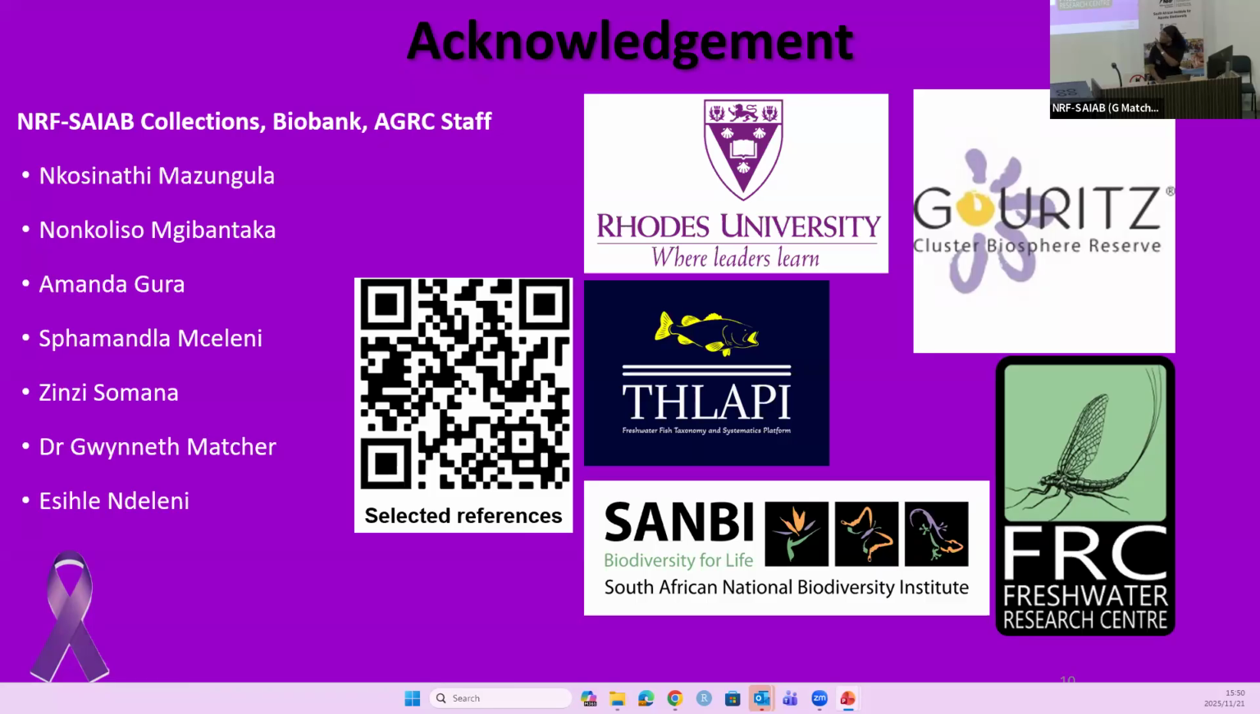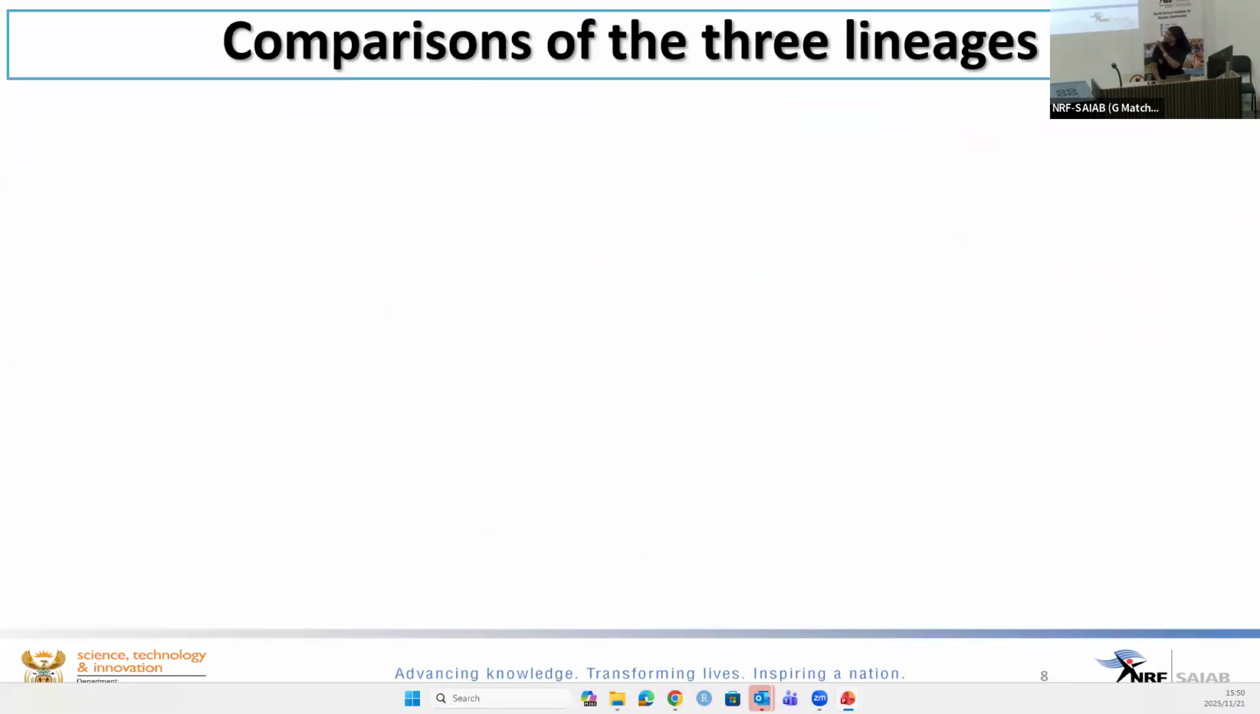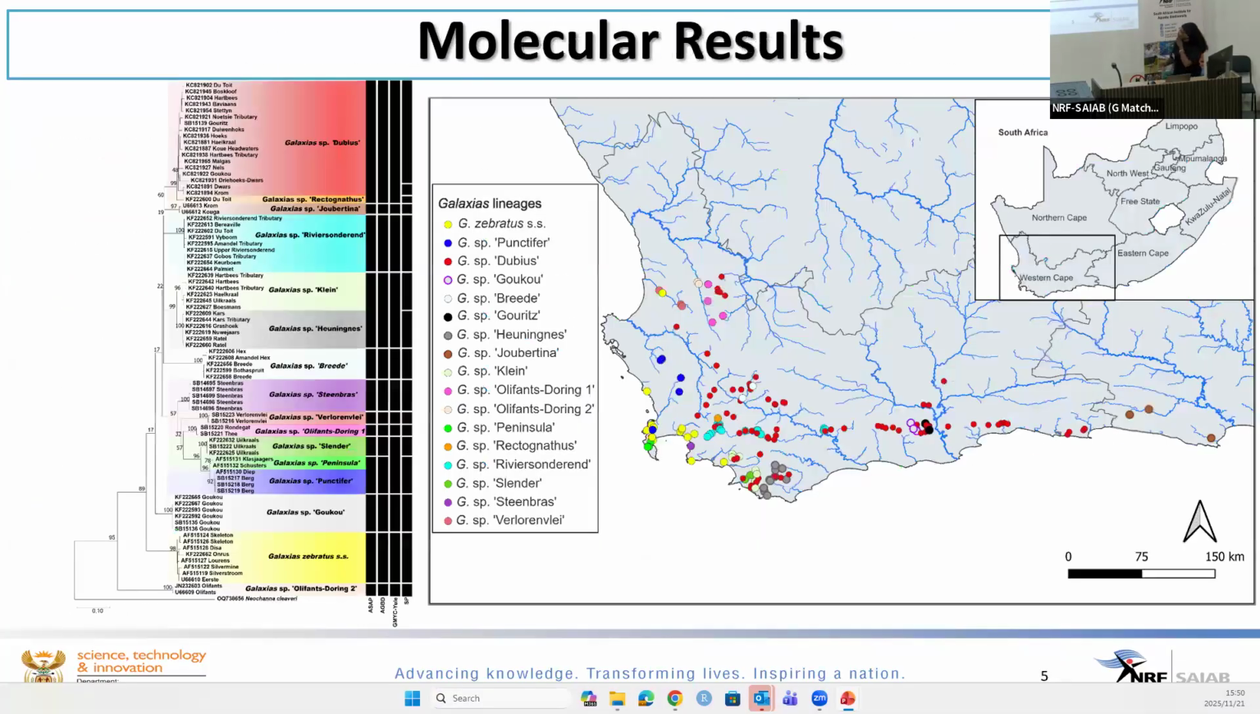So let me just go back. It will be easier to explain with this diagram. So these rivers, so different lineages, most of them are found within a single river system. So these river systems don't connect with each other.